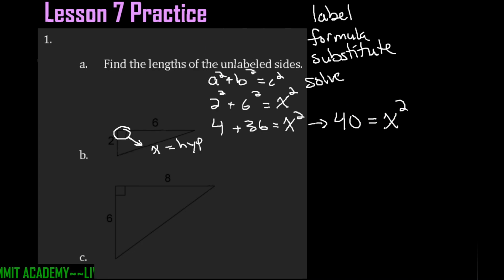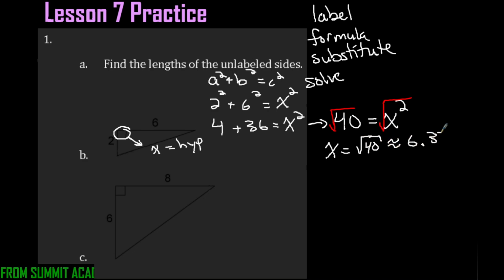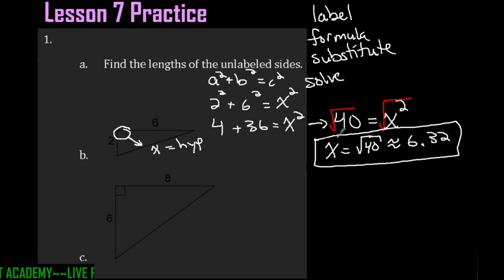Use those inverse operations to get x by itself. So take a square root of both sides. And I can say that x is going to be equal to the square root of 40, which is going to be approximately, let's say, about 6.32. So find that missing side length, know that it has to be the largest of those 3 sides, and be able to solve for x.